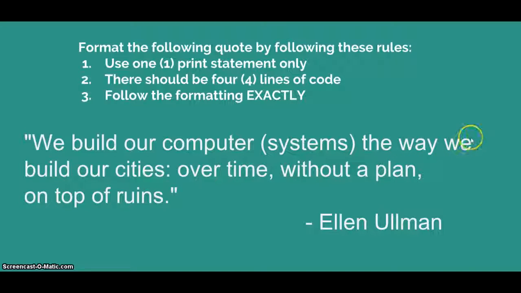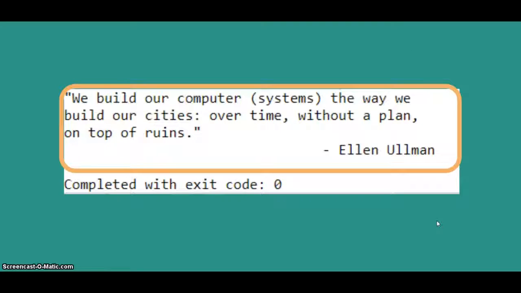So the first line has to end at "we", the second line has to end at "plan", and Ellen Ullman's name has to be aligned to the right side. If you did it right, it should look something like this.